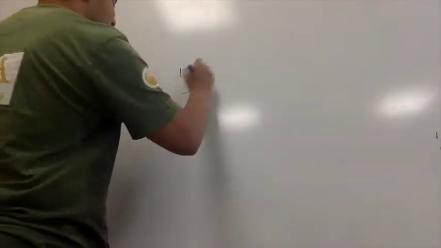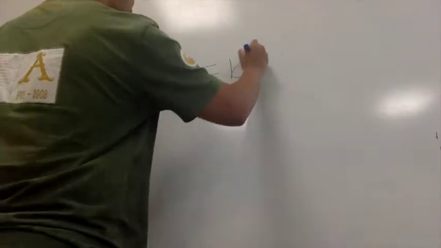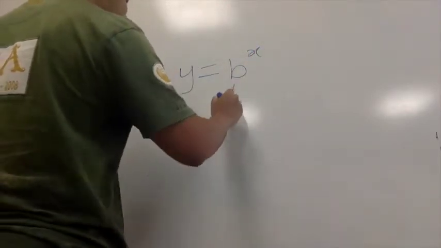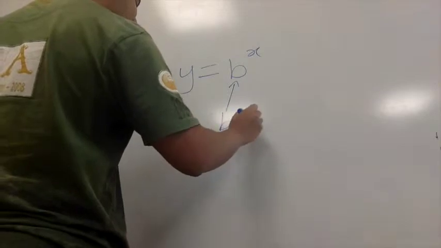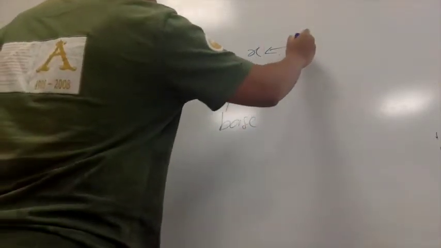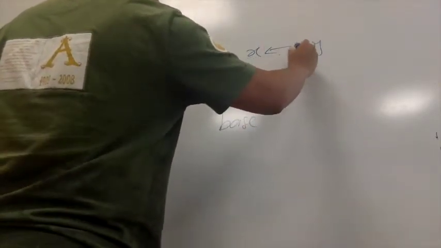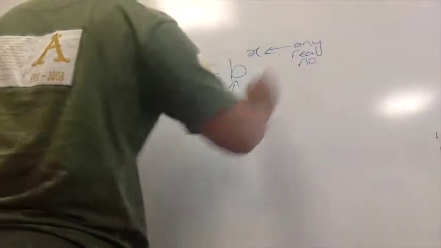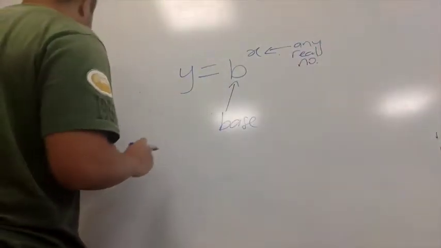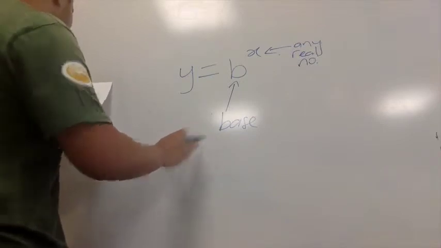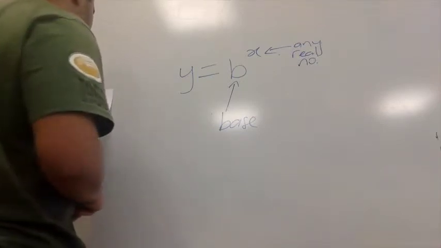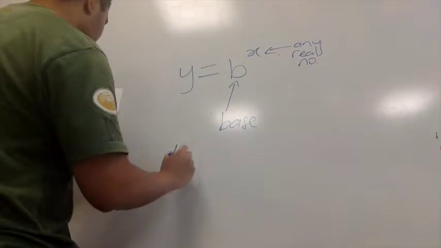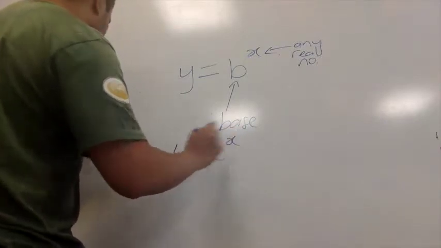In addition to the list of existing functions are exponential functions. An exponential function is of the form y equals b to the x, where b is the base and x is any real number. The number b is considered the base, as I said. However, mathematicians tend to use the general function y equals e to the x.